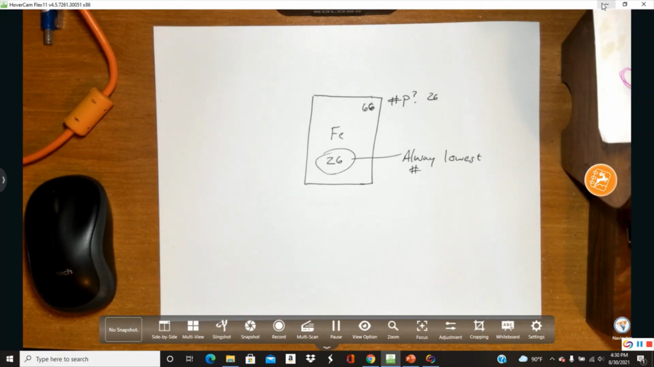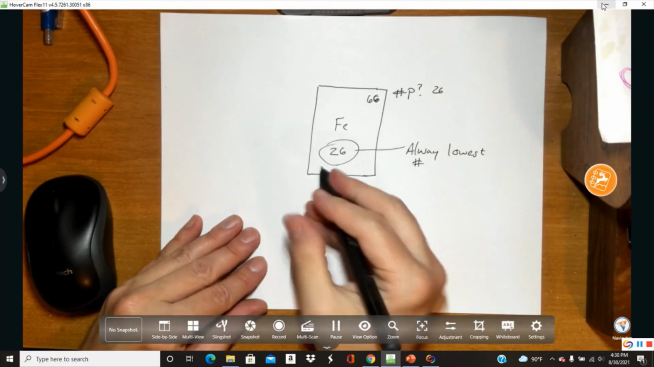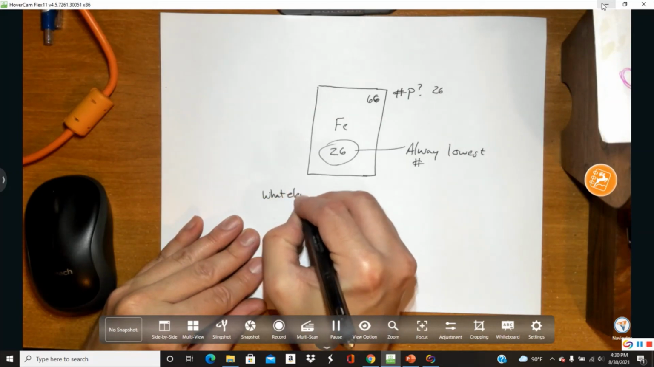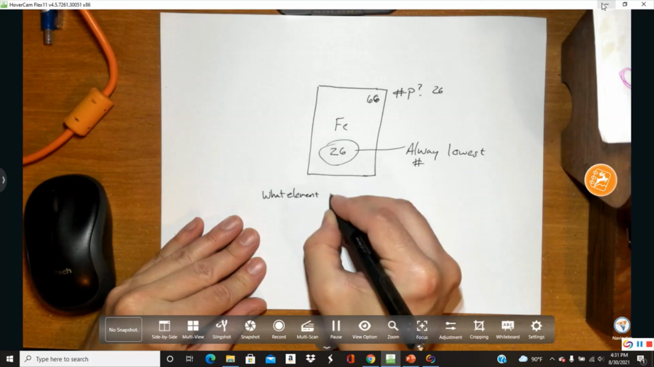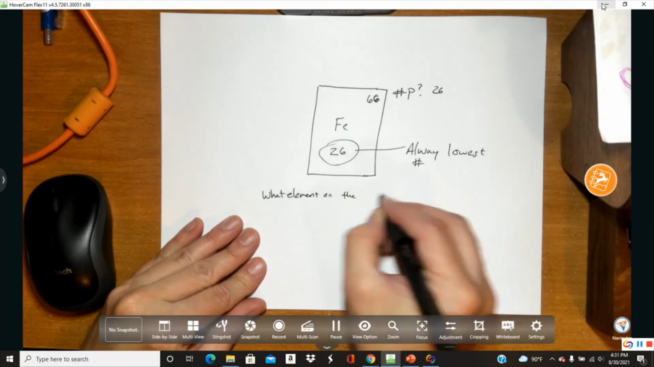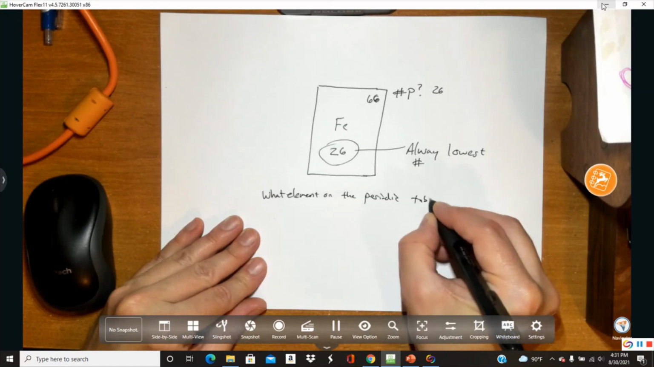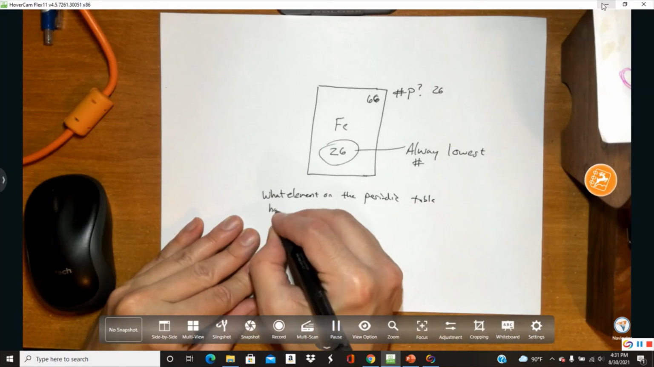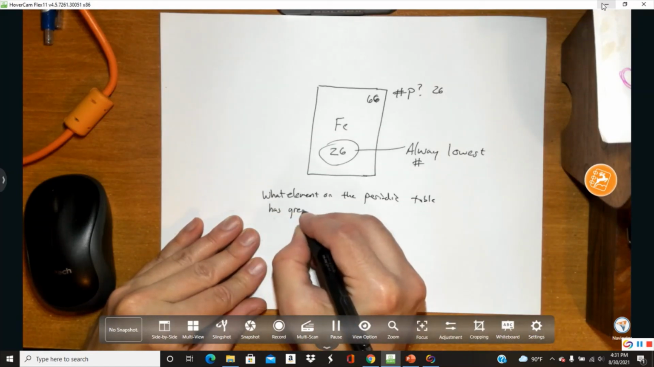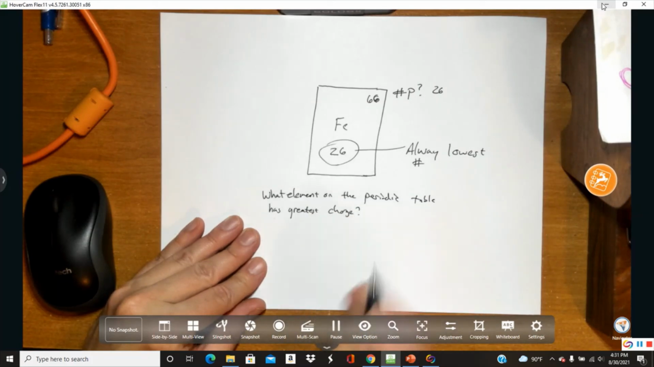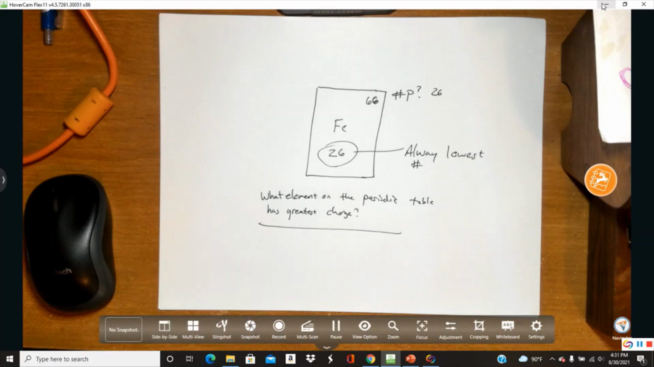All right, here's another hard question. What element on the periodic table has the greatest charge? All right, give that a second.